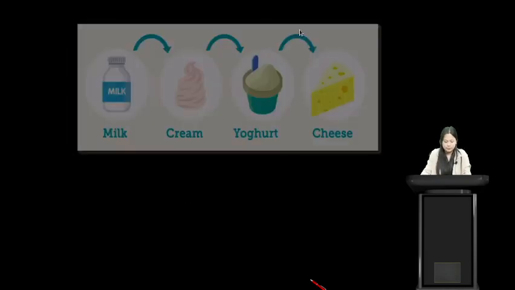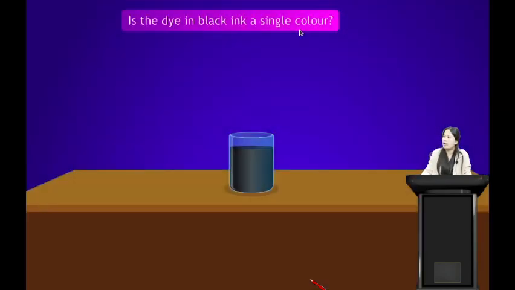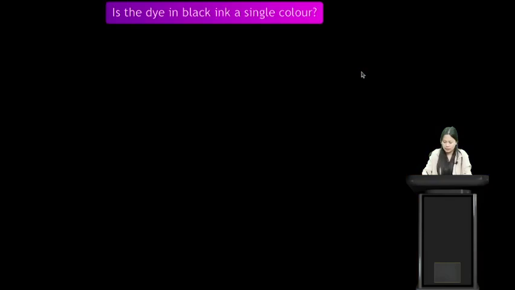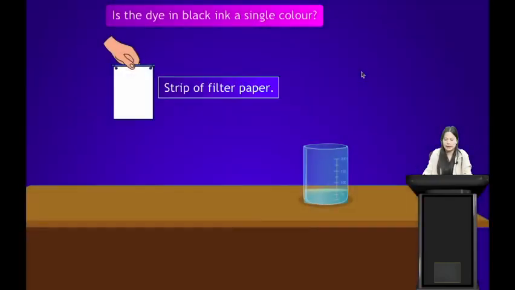Alright students, let us see. Is the dye in black ink a single color? So this is the black dye. Is this a single color, or does it contain other colors as well? Let us find out. To find out, let us perform an experiment.